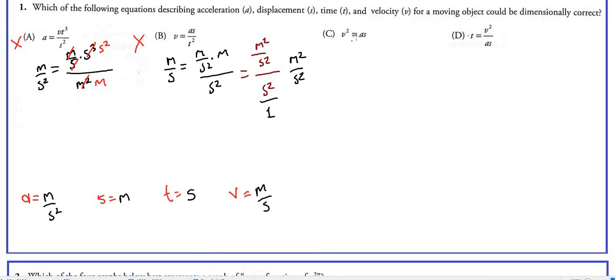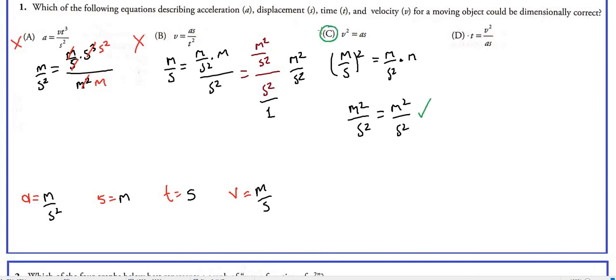Here we have velocity squared, which is meter over second, the quantity squared. We have acceleration, which is meter over second squared, times displacement, which is meter. And if we take the second power of this fraction, we get meter squared over second squared equals meter times meter, which is meter squared over second squared. So this equation is true because it is identical on the left and the right. So the answer is C.